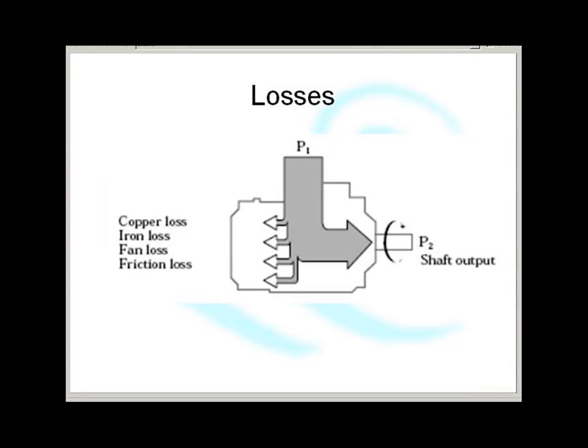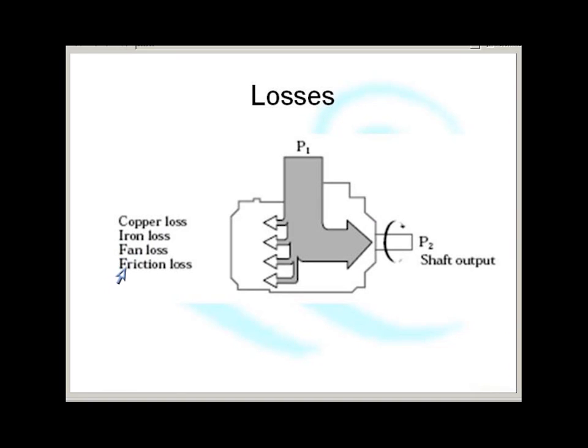Now, when we're talking about motors, we just need to talk about losses. You put power in, and you get power out, and there's a difference between the two. The differences are caused by things like copper losses. Copper losses means there's resistances in the coils. Iron losses tend to be due to eddy currents.